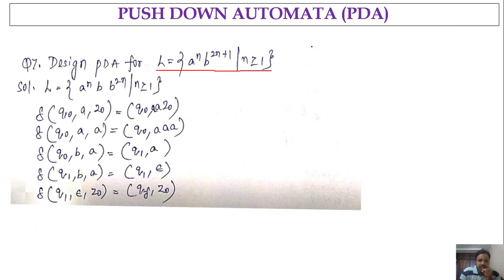First, you have to generate the strings for this language by substituting different values of n. Let me take n value as 1. In this case a power 1, b power 2 plus 1, so you get a b3. If I take the n value as 2, it is going to be a square, then b power 5. Next, if I take n value as 3, it is going to be a power 3 and then b power 7.